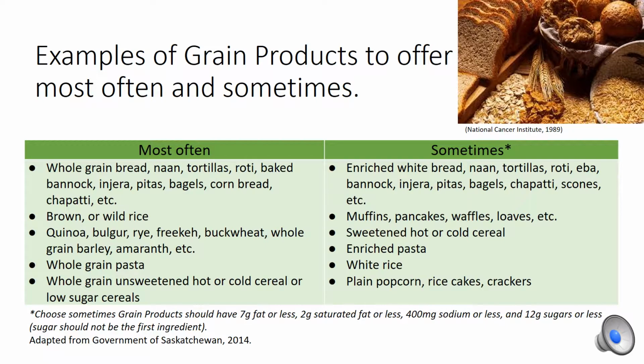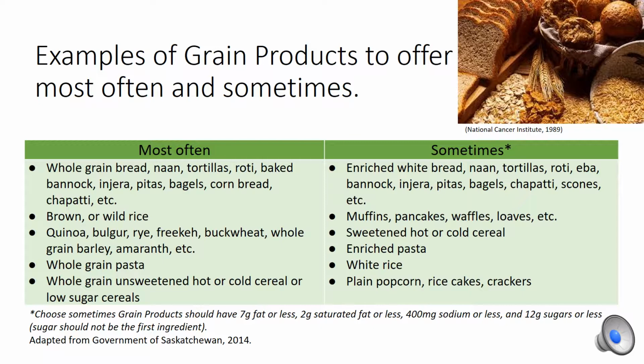In this table, we have examples of grain products to offer most often and sometimes. In the most often category, we have whole grain bread, naan, tortillas, roti, baked bannock, injera, pitas, bagels, cornbread, chapati, brown or wild rice, quinoa, bulgur, rye, frike, buckwheat, whole grain barley, amaranth, whole grain pasta, whole grain unsweetened hot or cold cereal, or low sugar cereals.